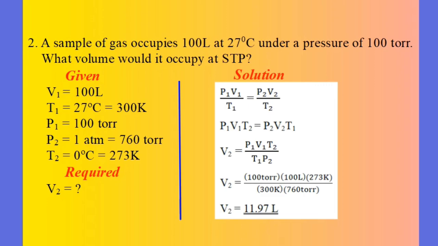The second example is a sample of gas that occupies 100 liters at 27 degrees Celsius under a pressure of 100 torr. What volume would it occupy at STP?